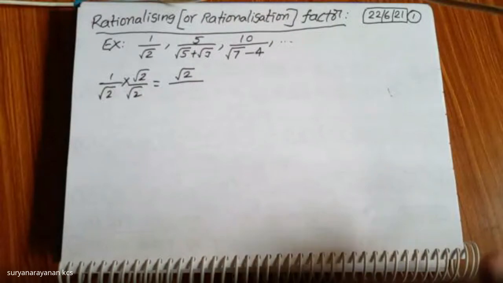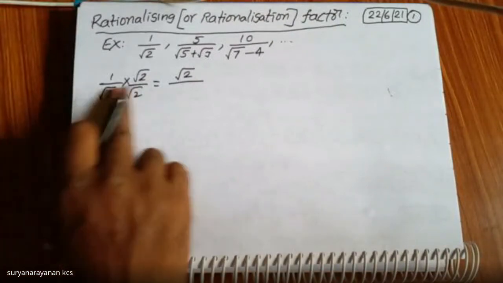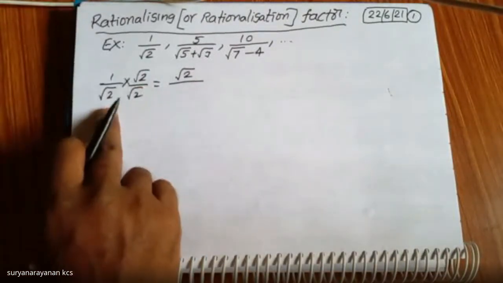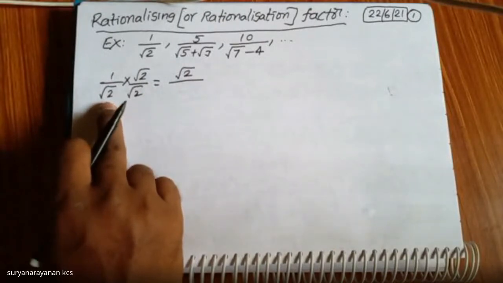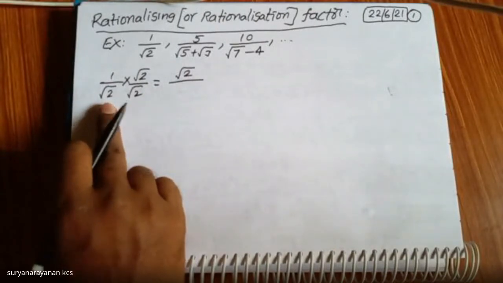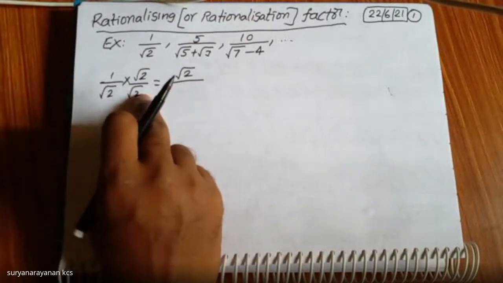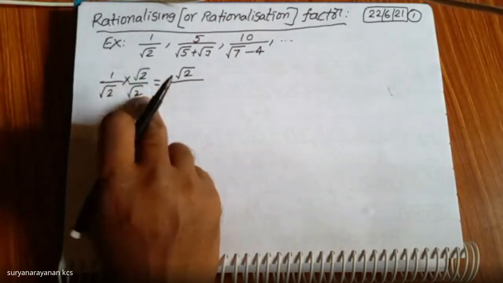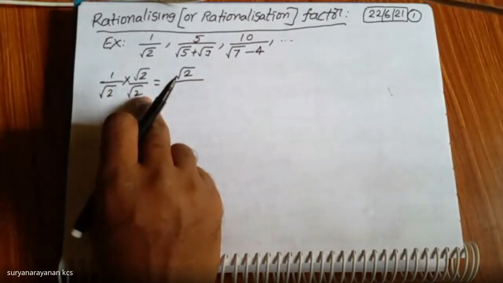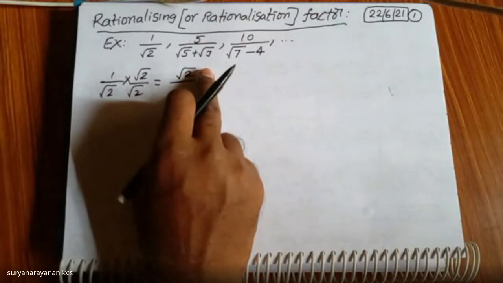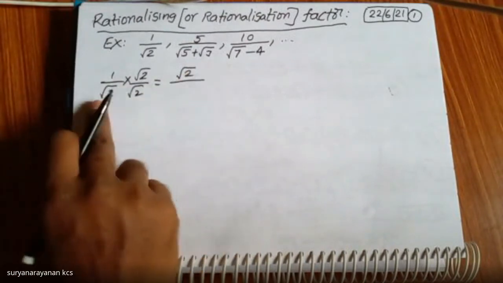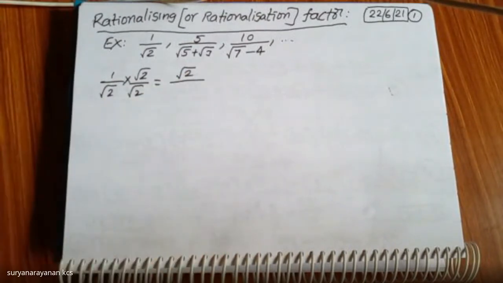Shanti? Yes, sir. Okay. So in this fraction, in the denominator, an irrational number is there. We are making this irrational number rational by multiplying the numerator and denominator of this fraction by root 2. Then let us see what will happen. 1 into root 2, what will we get in the numerator? Root 2. In the denominator, root 2 into root 2. What will you get here? Anyone can tell the answer? What is the value of root 2 into root 2?